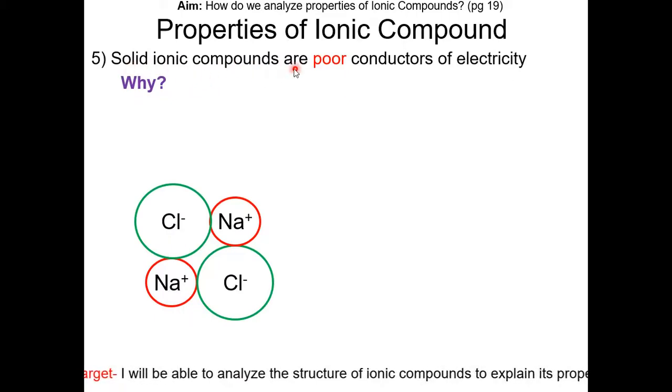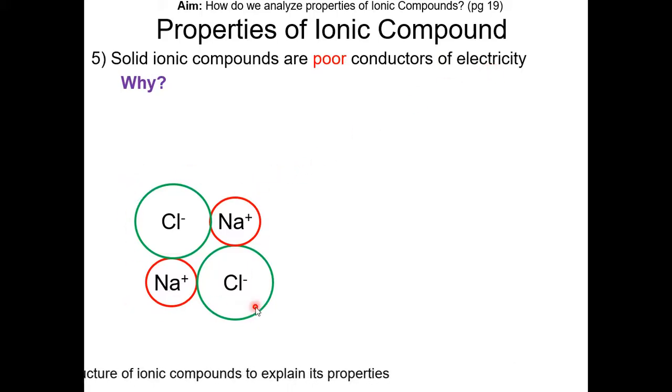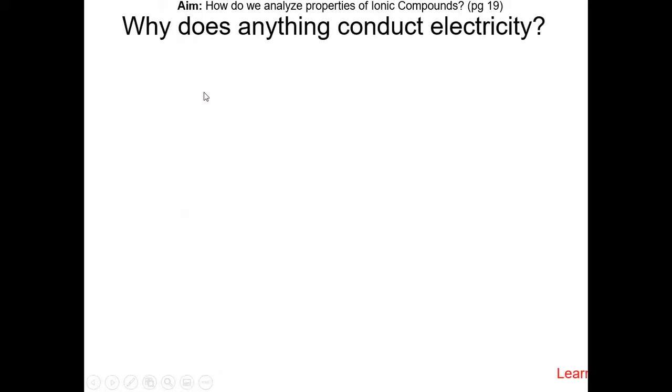Solid ionic compounds are poor conductors of electricity. So your table salt will not conduct electricity. If you look at the structure of this lattice, it has ions. It has charged particles. Shouldn't that conduct electricity? Before we answer this question, you must first ask yourself, why does anything conduct electricity? Why would a piece of metal conduct electricity, but a piece of wood would not?